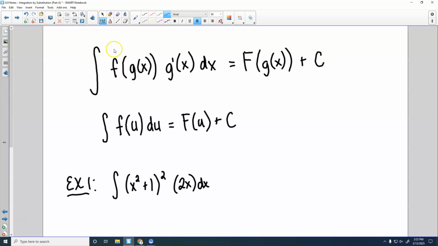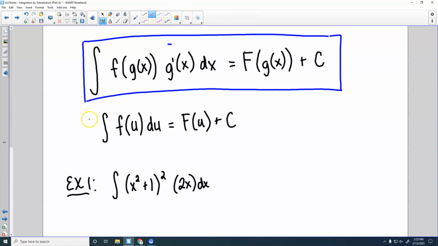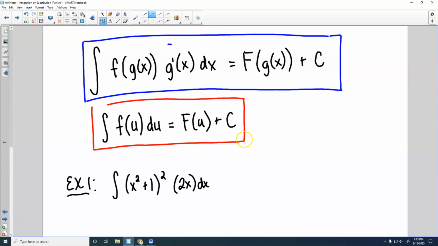So if I have, this is really written in like 2 separate ways. The bottom way is the way that I like better. So these 2 things right here are equivalent to each other. They're just using different notation right here. So if I have a function that is f of g of x, and it is multiplied by g prime, then when I integrate this, I will get capital F of g of x plus c.